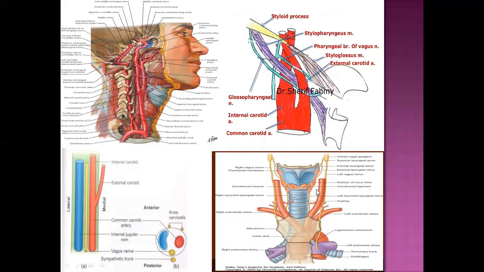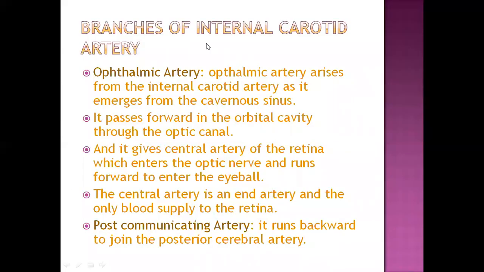And these are the medial relations: the pharynx, the larynx, and the trachea. So these are the medial relations of the internal carotid artery. In the lateral relations, we have the vagus nerve and internal jugular vein. And what are the branches?